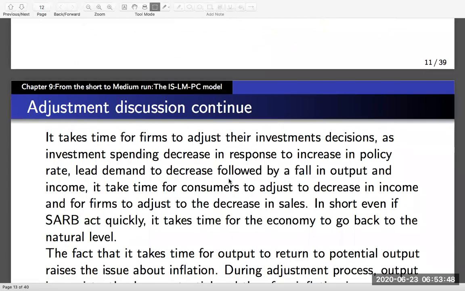So the adjustment discussion continues. It takes time for firms to adjust their investment decisions as their investment spending decreases in response to an increase in the policy rate, leading demand to decrease, followed by a fall in output and income. It takes time for consumers as well to adjust to their decrease in income, and for firms to adjust to the decrease in sales. So these are important things you need to know the implications of, right?